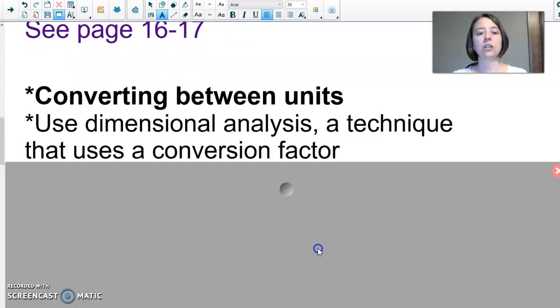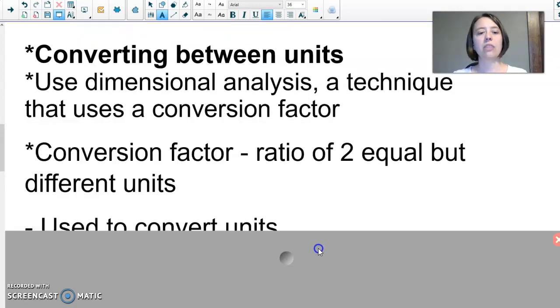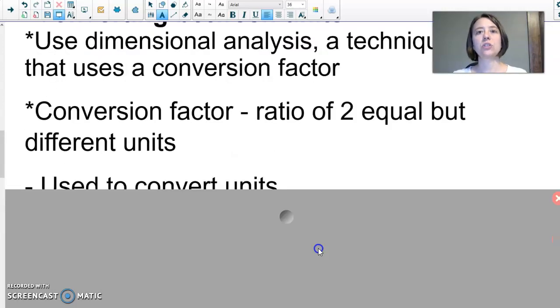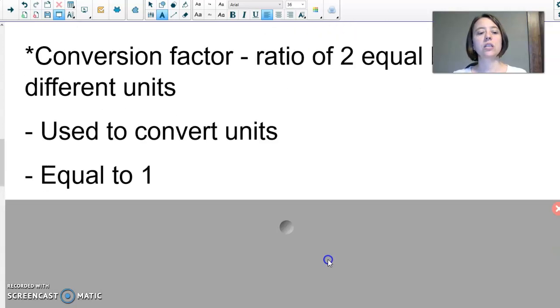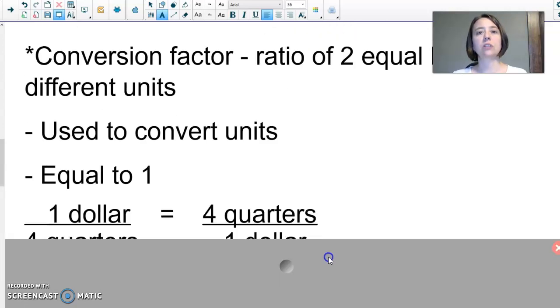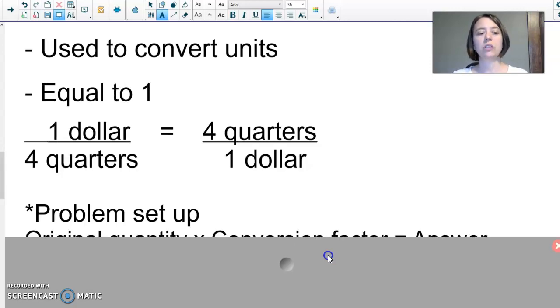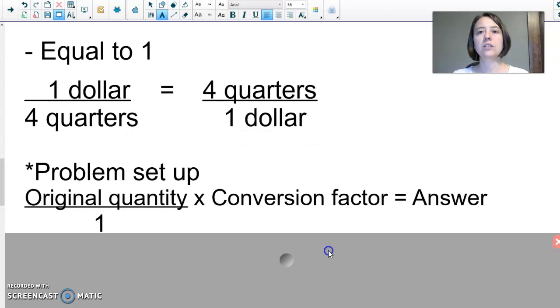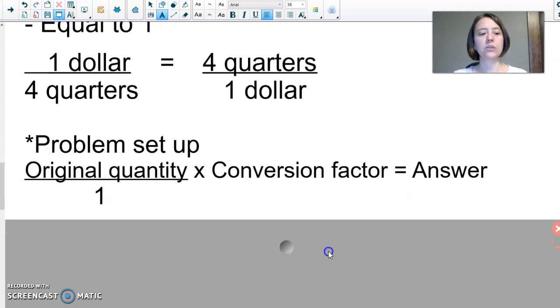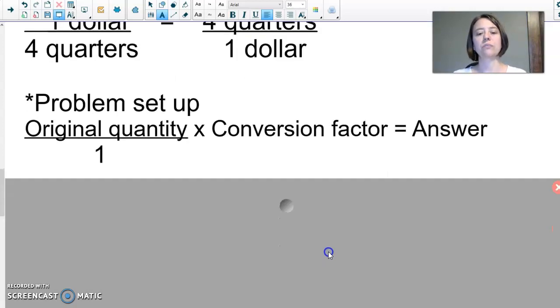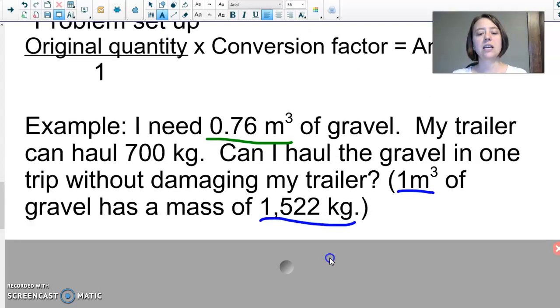We did some examples, we looked at the book, then we started talking about converting between units, which is called dimensional analysis or the factor label method, and uses a conversion factor, which is a ratio of two equal but different units. And conversion factors are used to convert units and are equal to 1. A really simple example is $1 is equal to 4 quarters. This is the way we are going to set this up. It's going to be versions of this the whole year, original quantity over 1 times your conversion factor or conversion factors.